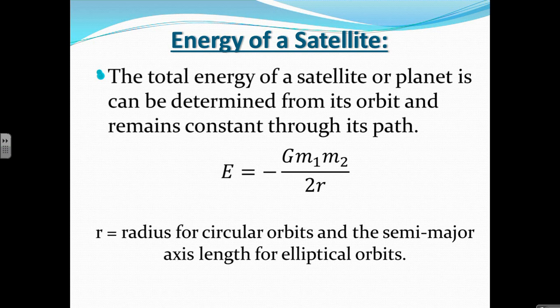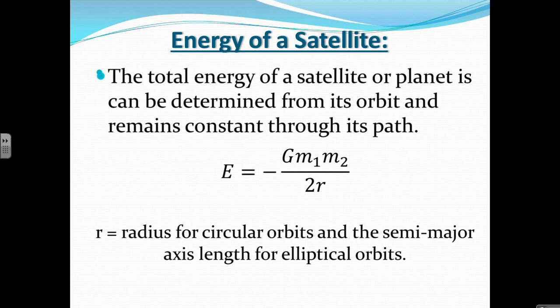As the gravitational potential energy increases, it moves away from the object. The speed decreases. So we have a varying change here. The kinetic energy plus the gravitational potential energy will always equal the same amount. And we can figure out what this energy is with the following equation.